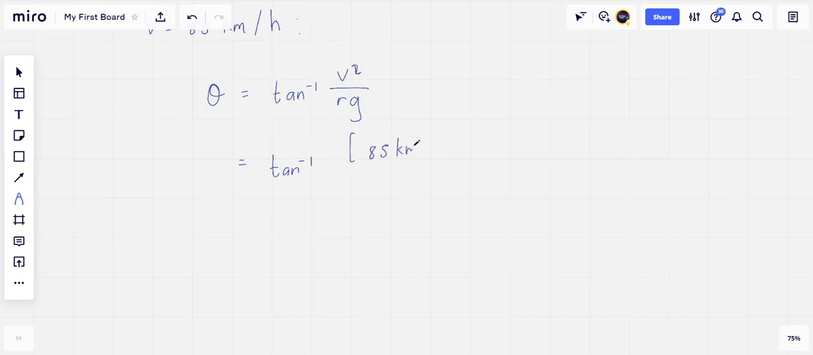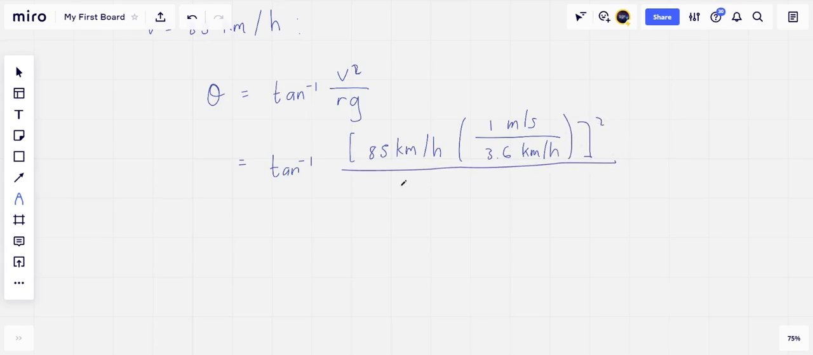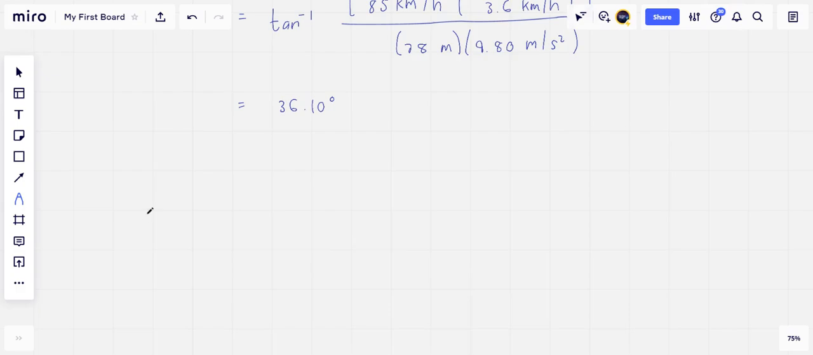of 85 kilometers an hour multiplied by the conversion, a meter per second is equivalent to 3.6 kilometers per hour, and all the squared, divided by the radius, 78 meters, times the acceleration due to gravity, 9.8 meters per square second. This gives us the angle theta to be 36.1 degrees.